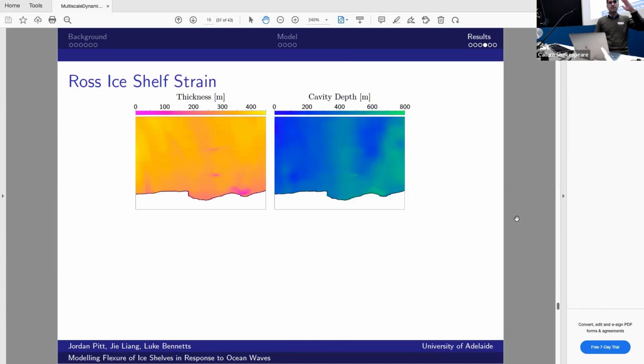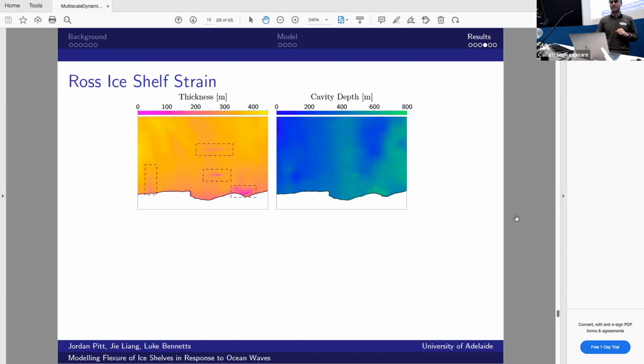So we have our thickness, which goes from thin ice being pinks up to thicker yellows, and then our cavity depth being low with the blue and then being higher for the greens. So the interesting features in thickness are these four. We have these bottom crevasses, which run almost parallel to the ice shelf edge. We have this region of really thin ice towards the edge of the ice shelf. And then we have this region of very thin ice at the edge, which then extends into the ice shelf a little bit. So it's really thin at the edge, but then you get a little tail to that.